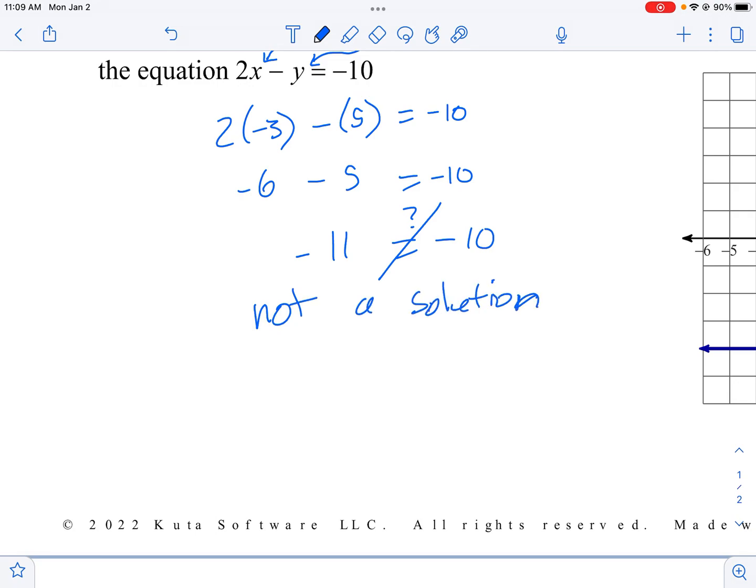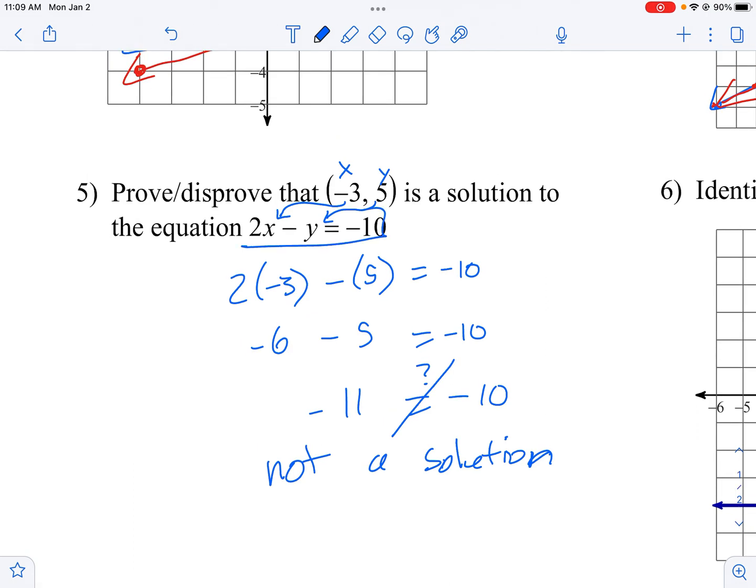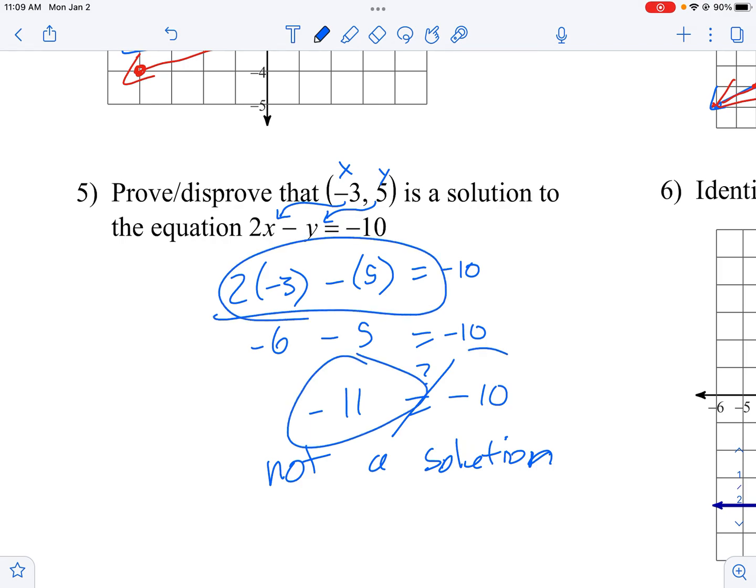It's not a solution because when you put it in the equation it does not come out to be true. I know when you test it asks you, why is it a solution? Or explain your work. You just need to say, when you plug in the numbers and simplify, the equation is not true. And that would mean it's not a solution.